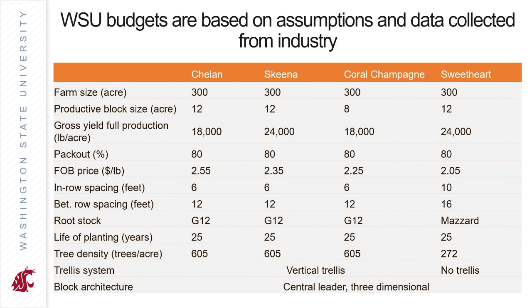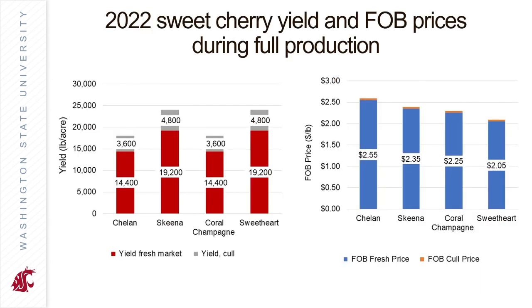based on the rootstock. We assume that Chelan, Skeena, and Coral are going to be on G12. Sweetheart is going to be still on Mazzard, so that will define the density, the spacing. We have about 600 trees per acre for the Chelan, Skeena, and Coral, but for the Sweetheart, we have 272. We have different yields per acre and different prices, right, and different packouts. So based on these assumptions, based on this picture, we are able to give this cost of production study.